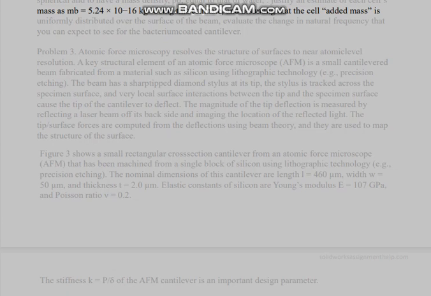Using this estimate, and assuming that the cell added mass is uniformly distributed over the surface of the beam, evaluate the change in natural frequency that you can expect to see for the bacterium-coated cantilever.